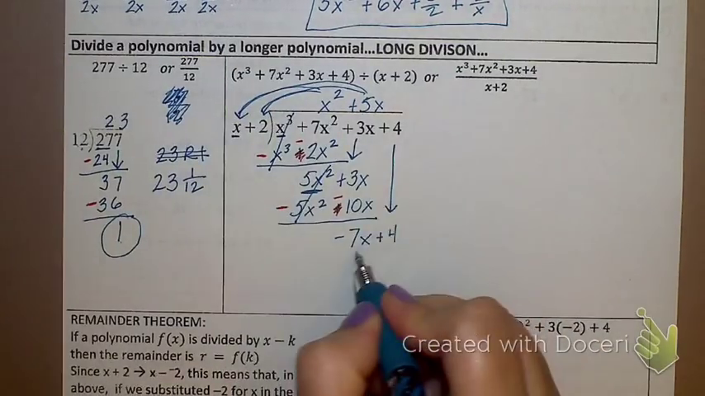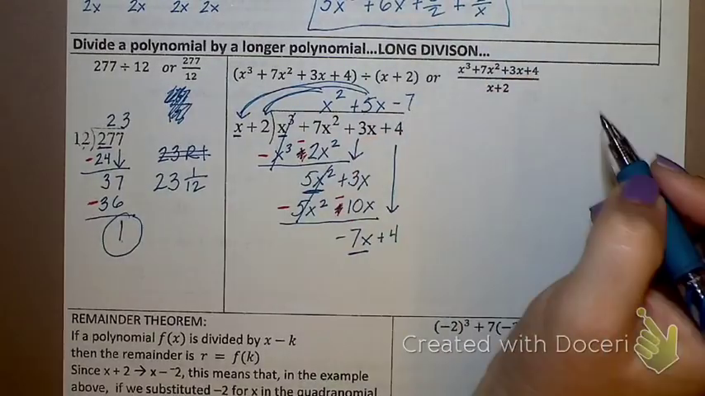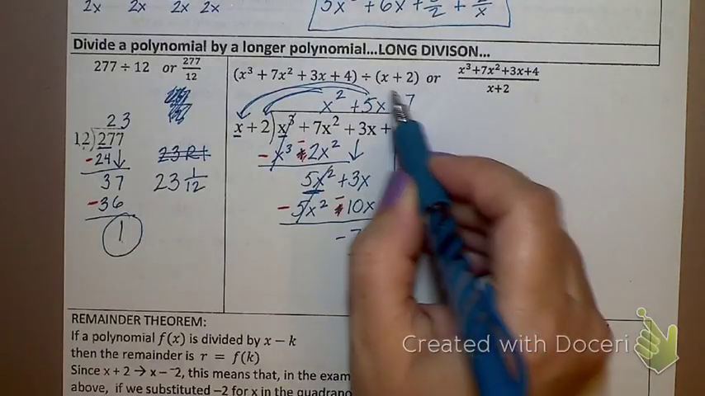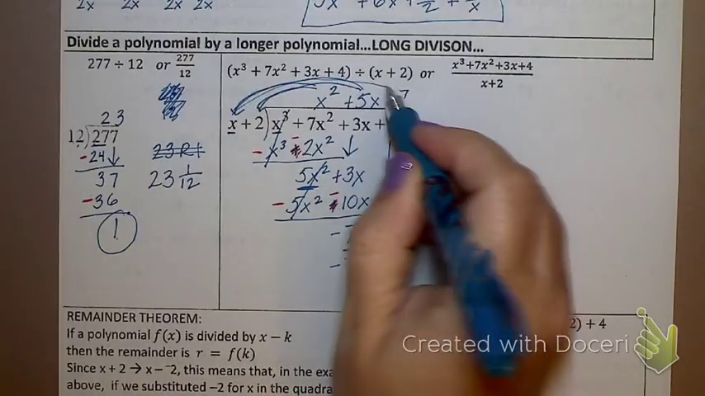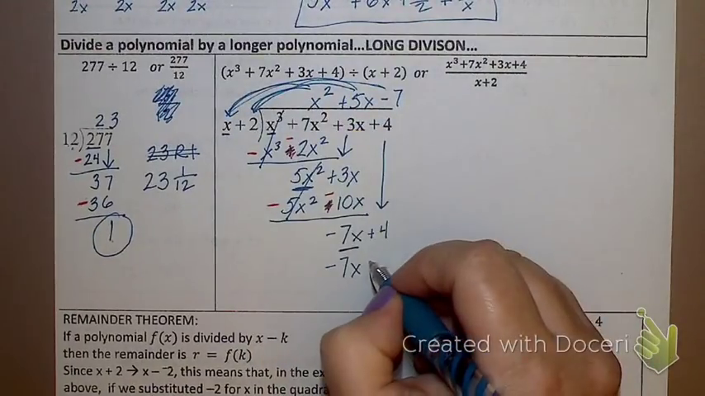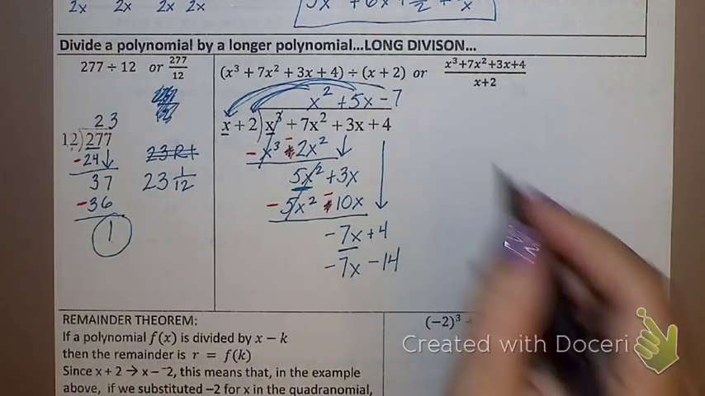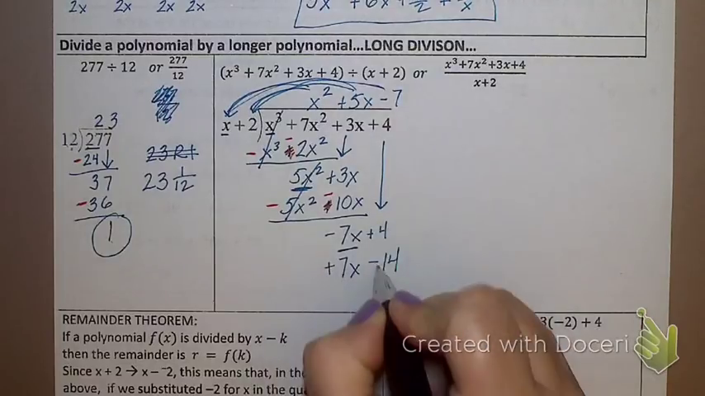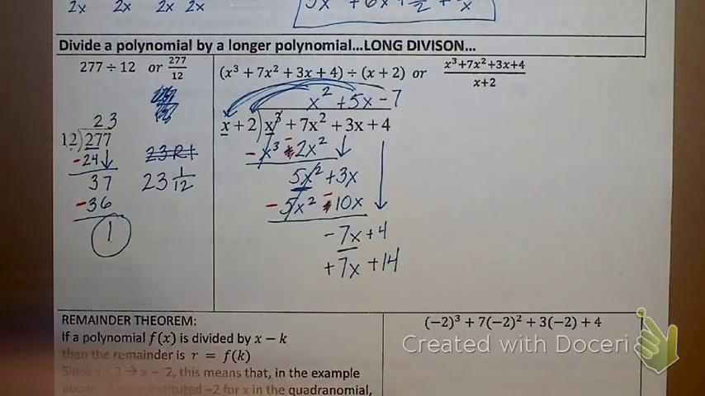X times what gives me negative 7x? Negative 7. What do I do with that negative 7 now? Distribute it. Negative 7 times x is negative 7x. Negative 7 times 2 is negative 14. Now I do what? Subtract or change my signs, which means both of these are going to become positives. So what does that leave me with?